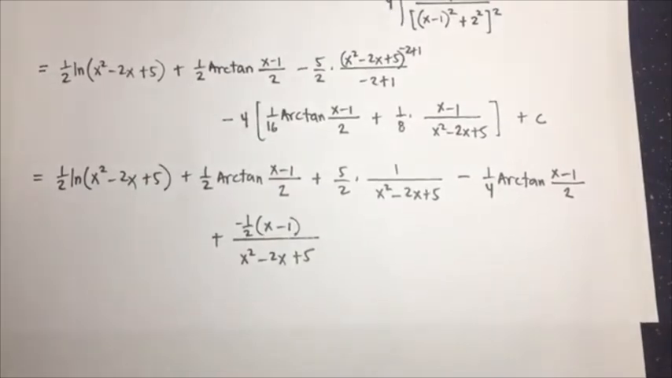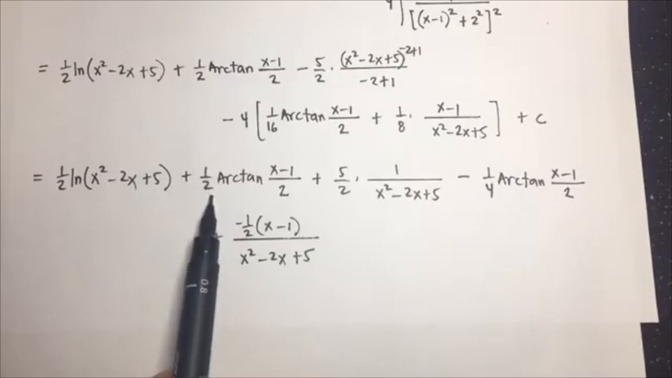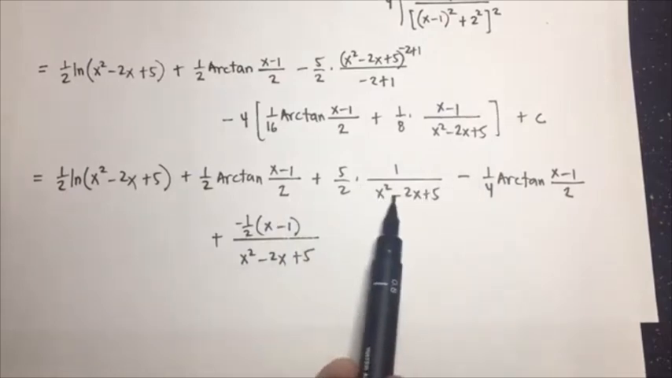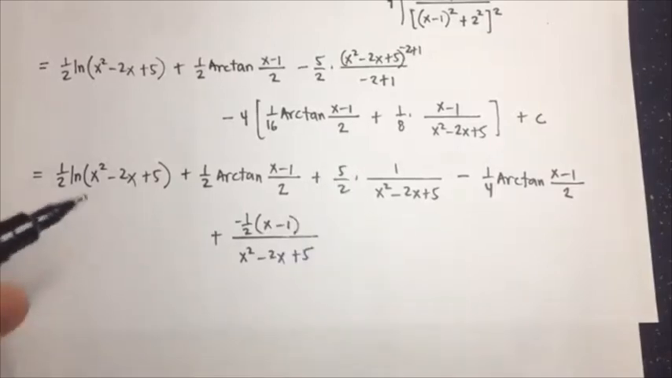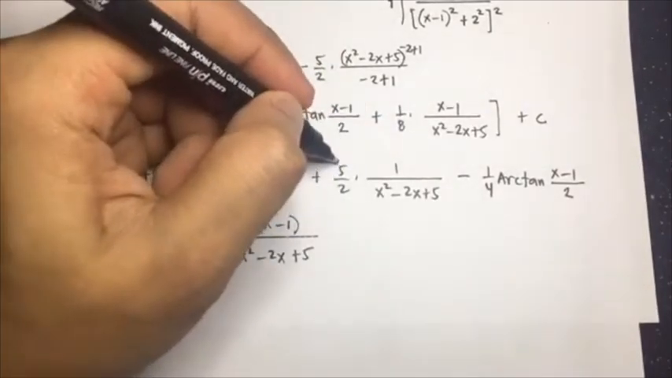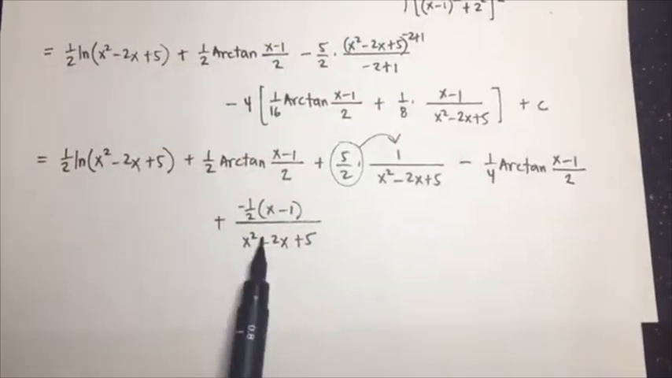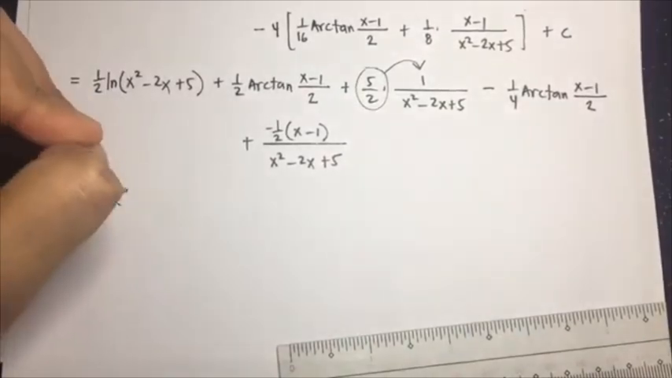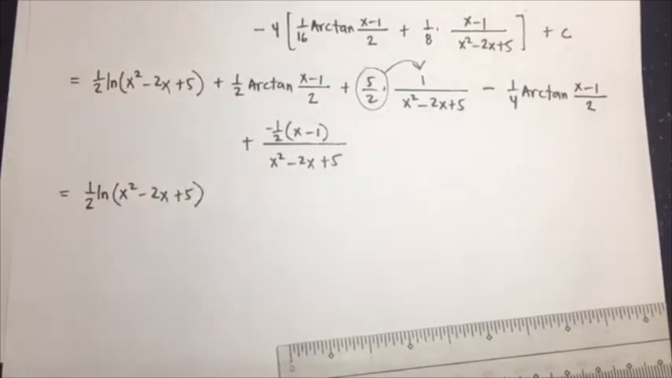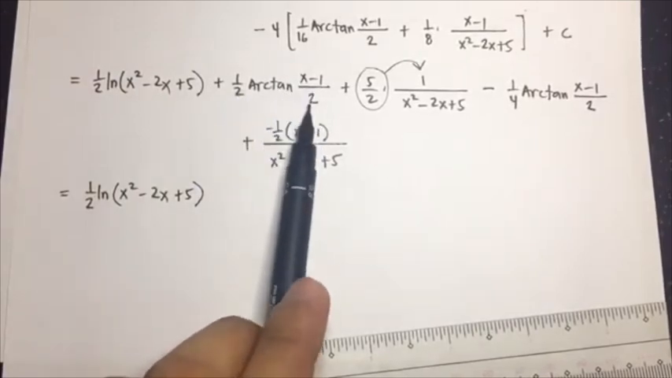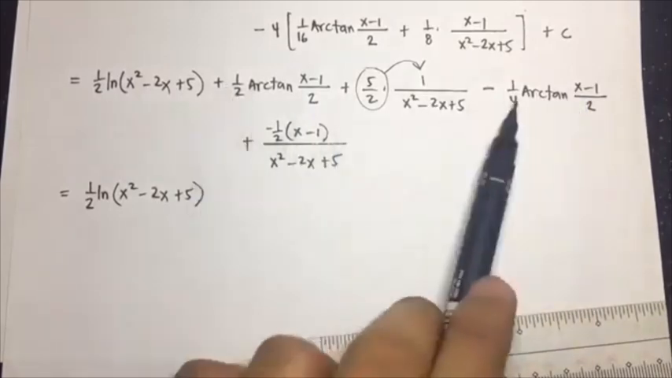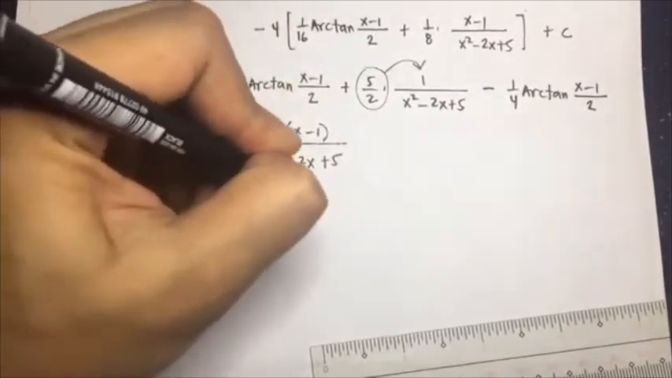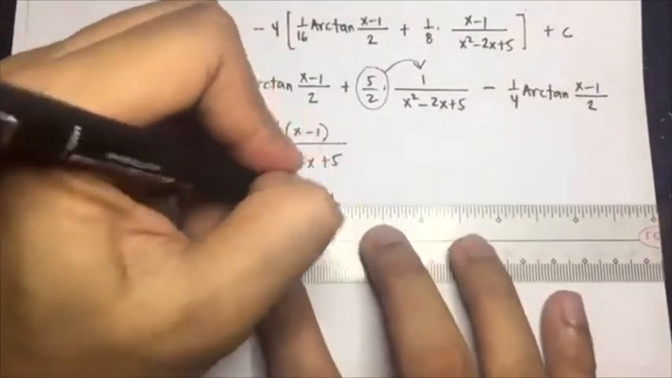Okay, so as you can see, we have here our similar terms. So arctan of x minus 1 over 2, and then this one, the same denominator, so we can add the numerators. It's easier if we have written this in the numerator. So similar with what we did here, this will become 1 half ln of x squared minus 2x plus 5, plus 1 half arctan of x minus 1 over 2 minus 1 fourth arctan of x minus 1 over 2, so 1 half minus 1 fourth, that is plus 1 fourth arctan of x minus 1 over 2.